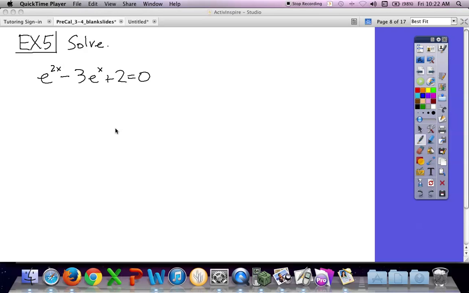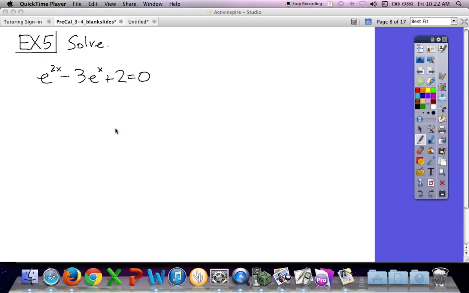Solve. Now this one, when we say isolate the exponential, there's exponentials in two different terms. They're not the same. So you can't just add them together to get them in one term. So we're going to have another method here.